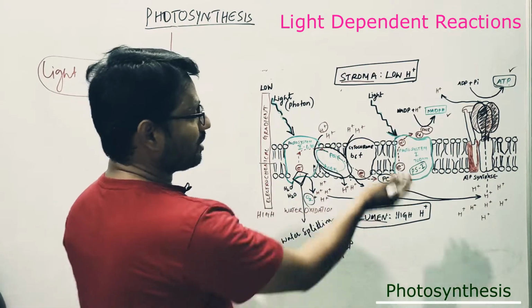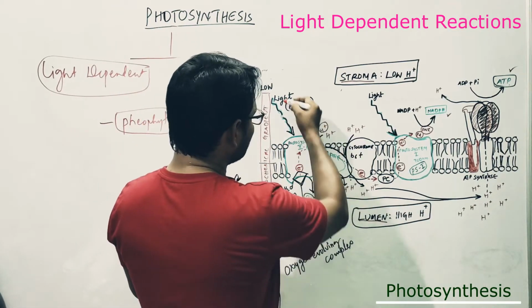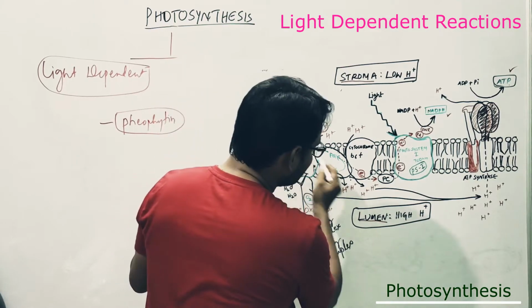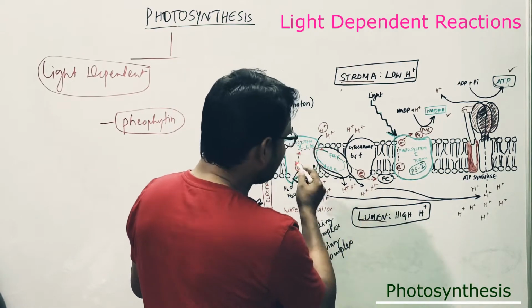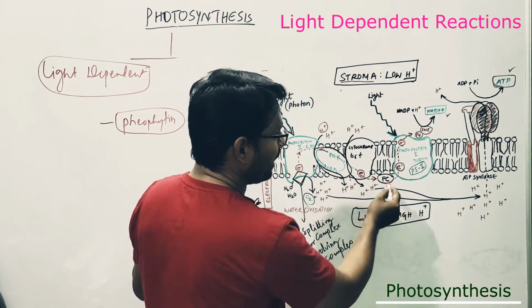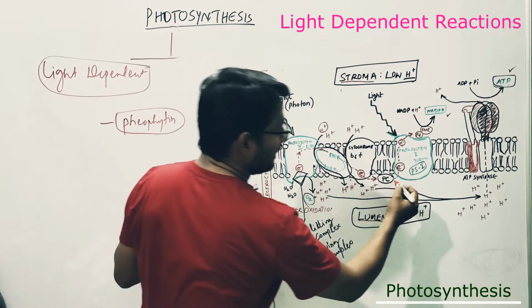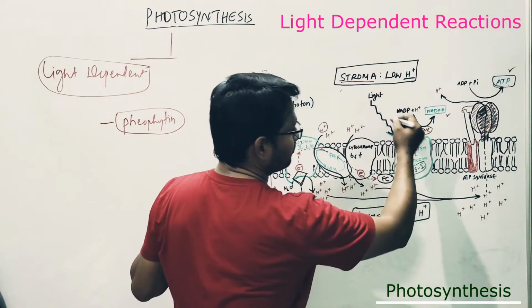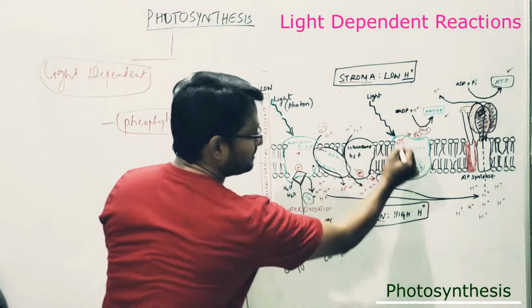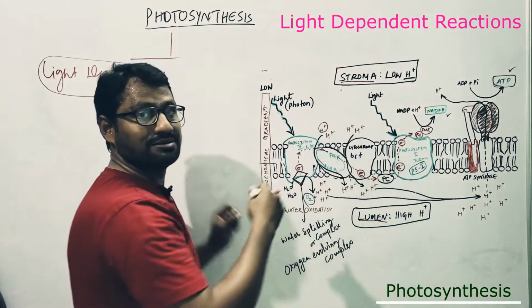Now we know the light hits photosystem 2, the electron is excited, and the electron flows through the electron transport chain involving the quinone molecule, cytochrome B6F and plastocyanin, and is excited again by another photon at photosystem 1. This appears like a Z shape, so this is also called the Z scheme reaction.